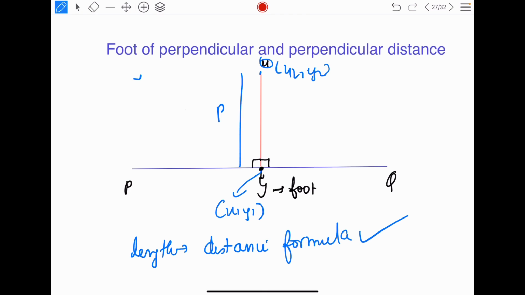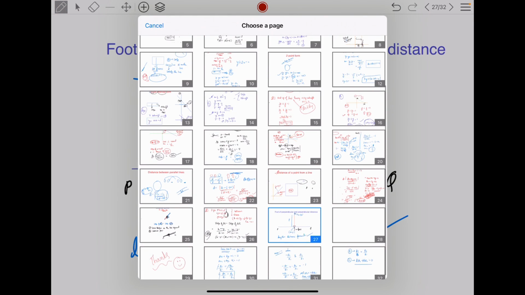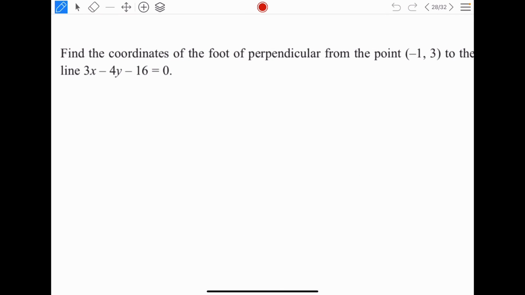Now let us understand how you find the foot of perpendicular, and that we will understand through a question. Otherwise it is a little tricky to explain. We'll understand it using a question: find the coordinates of the foot of the perpendicular from this point to this line.